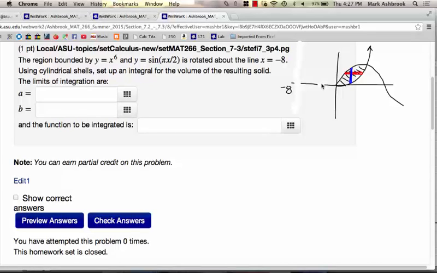So just for the drawing's sake, I'm going to make it a lot closer here. So this is not to scale anymore at all. But our shell is going to look like this. Okay, something like that. So we want the volume of a typical shell.